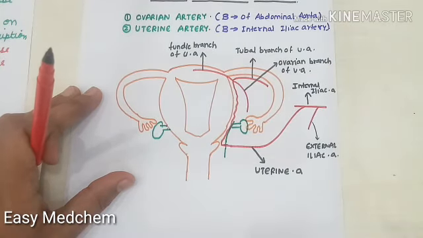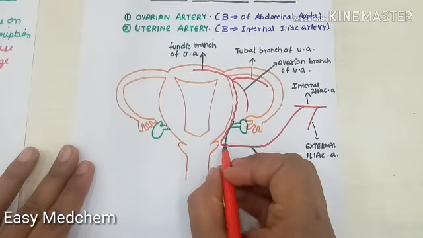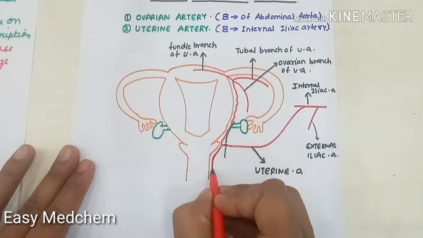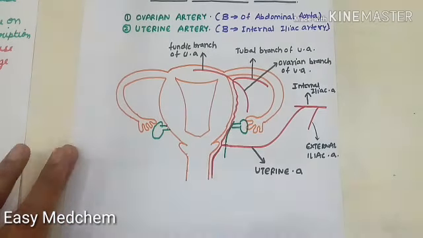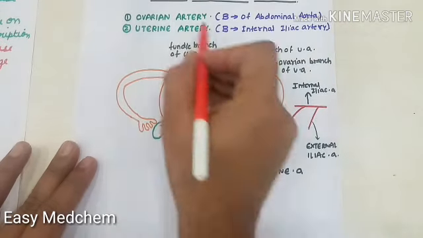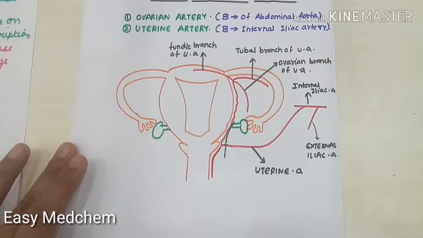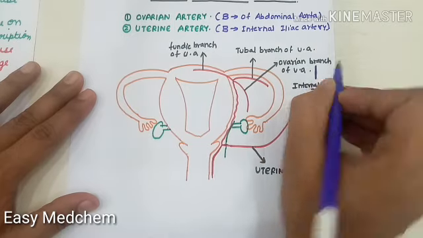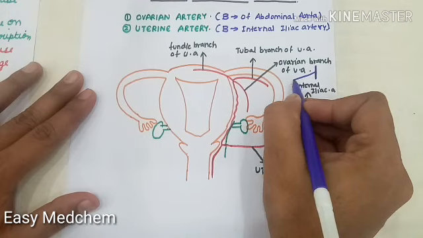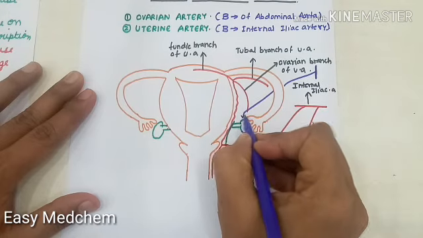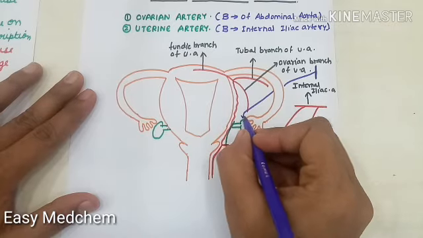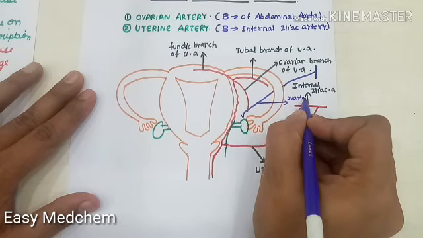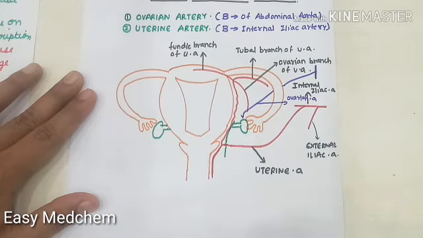The second branch at this level, which descends downward, this will supply... This is the descending branch of the uterine artery. The next artery which will supply the female reproductive system is the ovarian artery, which is the direct branch of the abdominal aorta. Okay, the direct branch from the abdominal aorta will arise and will supply the ovaries, and this is the ovarian artery, which is a direct branch of the abdominal aorta.